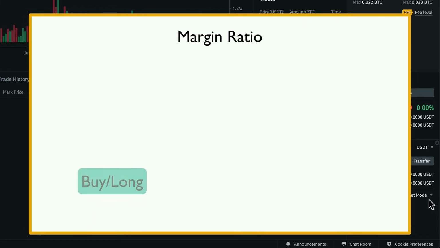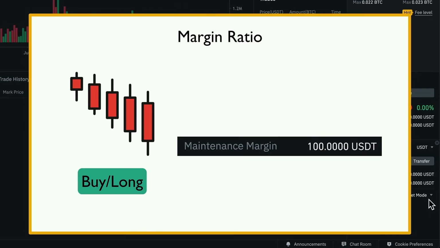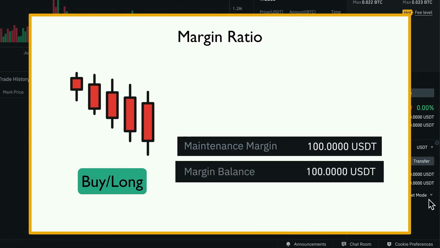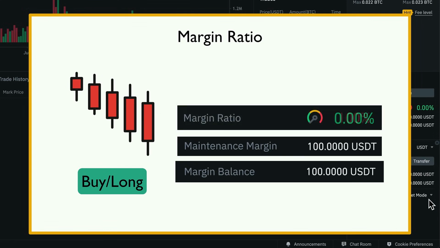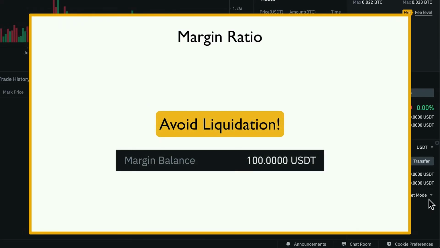So for example, if we go long on Bitcoin, but the price of Bitcoin keeps declining, then the required margin to keep our position open might become higher than our available margin balance. At that point, the margin ratio hits 100% and all of our positions are closed to make sure we can cover our losses with the margin balance we still have. The goal is definitely to avoid liquidation and to make sure our margin balance is always high enough to fund our positions.